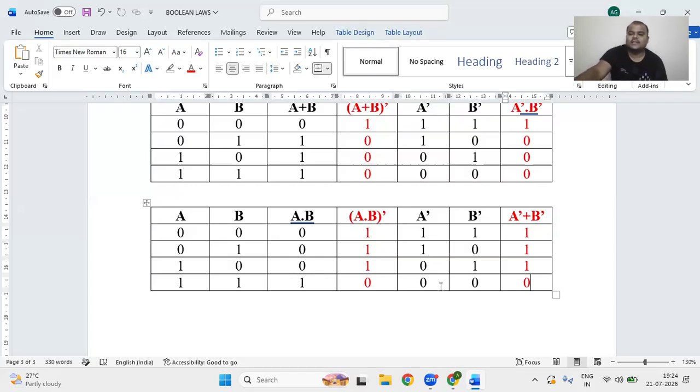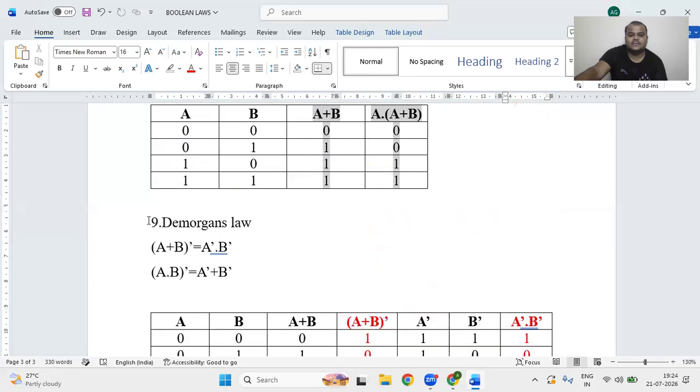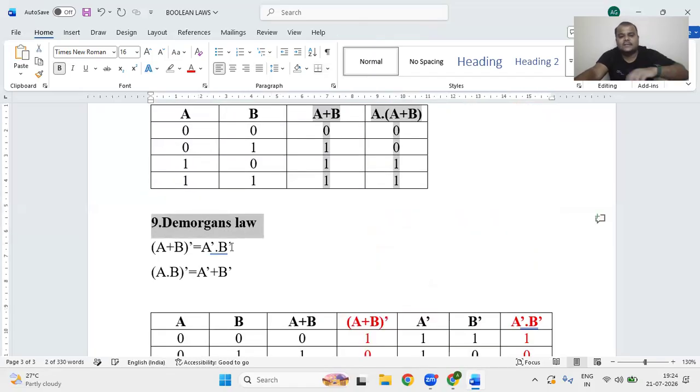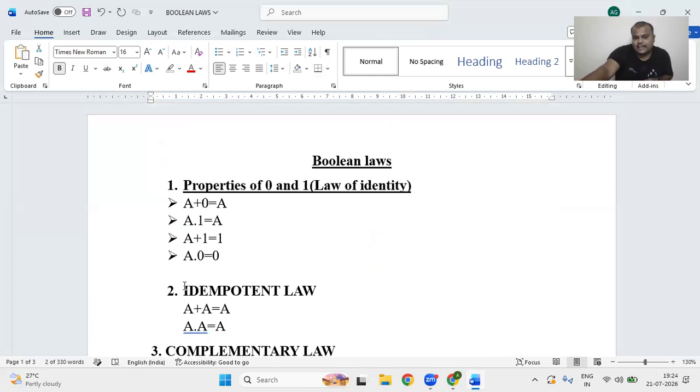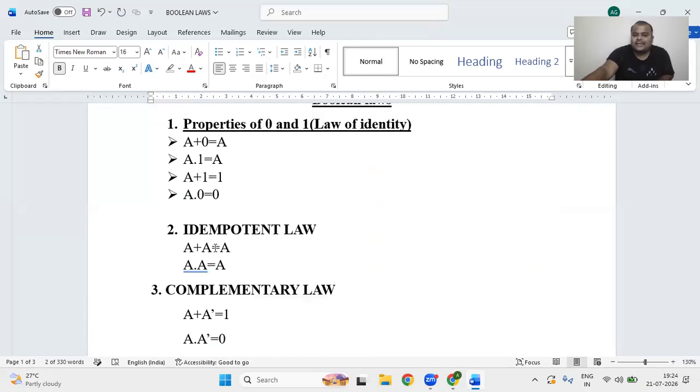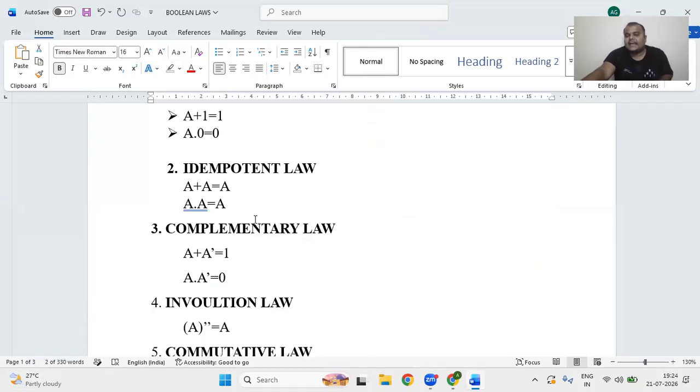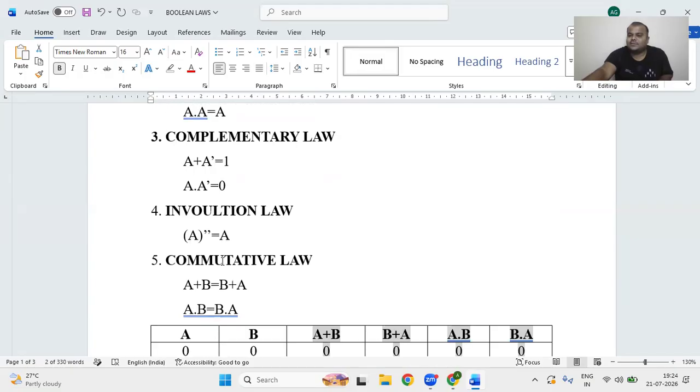So how many types of laws have we discussed? 9 types of laws, starting from properties of 0 and 1: multiplicative identity, additive identity, and if you add any number with 1, you'll get 1. Any number multiplied with 0, you'll get 0. Idempotent law is A plus A is A and A into A is A. Complementary law: A plus A dash is 1, and A into A dash is 0. And involution, double negation gives the original number.